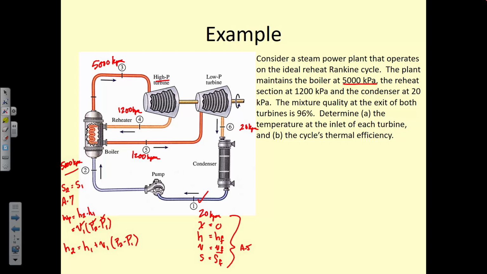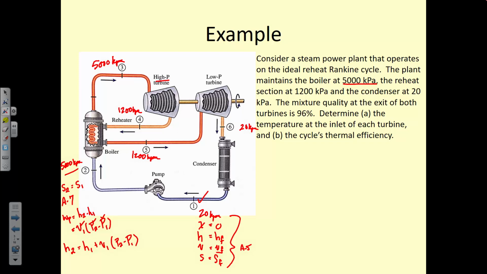What would we do differently if the pump was not isentropic? Would we still do this initial analysis? You still assume that it's isentropic, but then you use the isentropic efficiency equation for the pump to find the H2A, and then you go back and find the next temperature. The actual S2A, right? S2A.